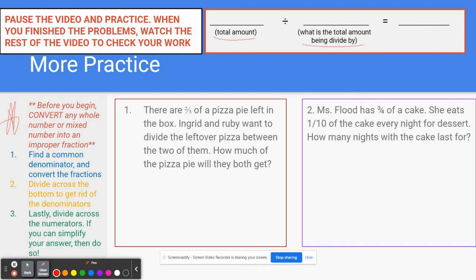So what I want you to do now is pause the video. Try the questions on your own. And when you have finished the problems, watch the rest of the video to check your work. All right, so again, pause the video and practice. When you have finished both problems on the screen, watch the rest of the video to check your work. So go ahead and pause, and good luck.